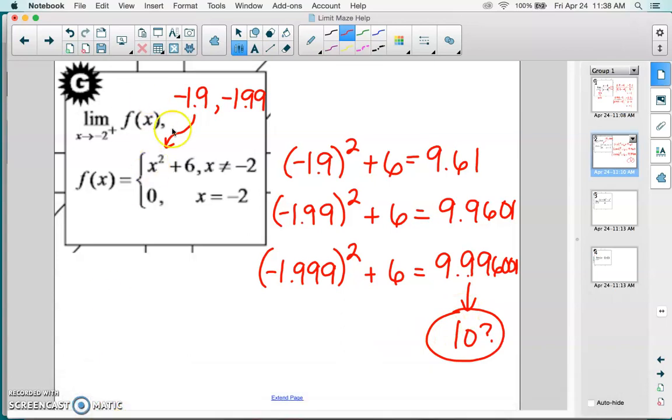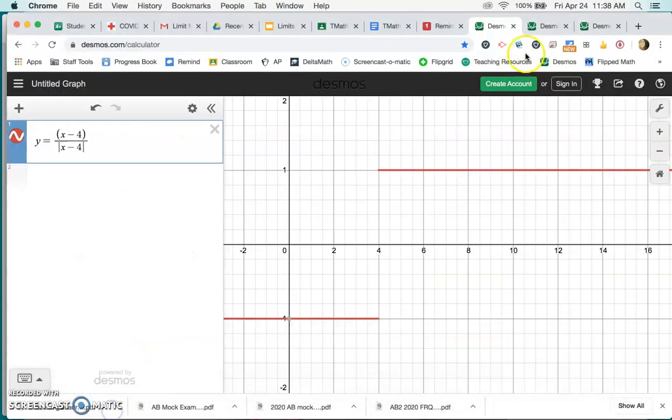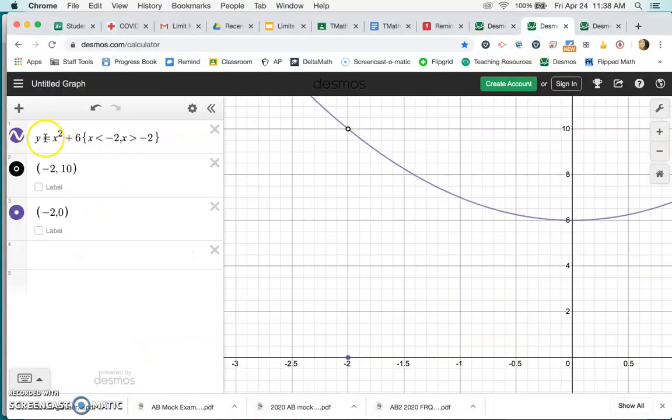So again, I'm going to graph this function. I'll show you what I did for that. I graphed y equals x squared plus 6. I said basically I didn't want x to be 2, but I had to write it this way. And then I made -2, 10 an open circle, which you wouldn't really have to do, but I did that just to make it better for you guys.